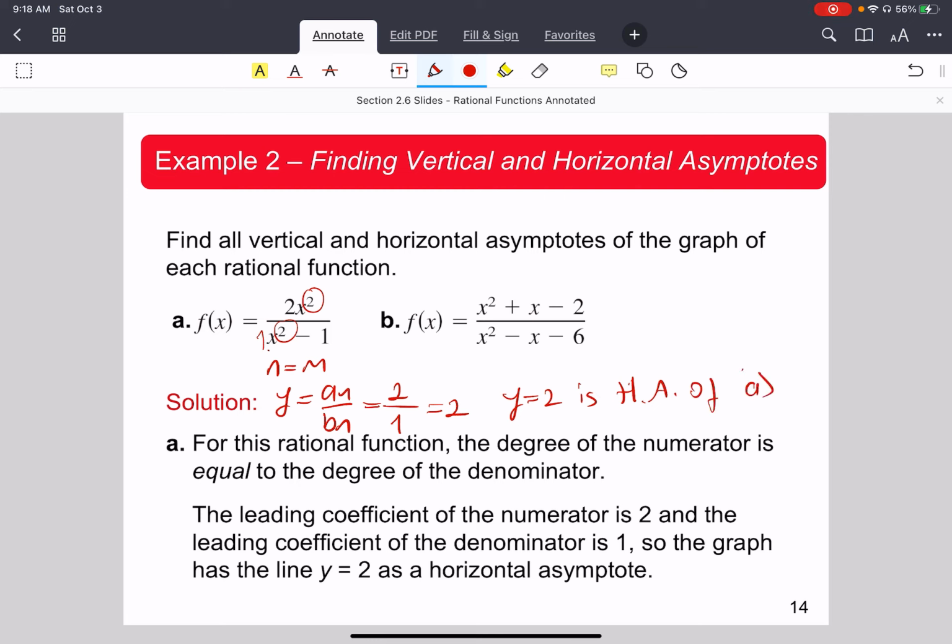So how do we find the vertical asymptotes of part A? I'm going to do it on the right side. For the vertical asymptotes, we're going to make the bottom 0. So x squared minus 1 equals 0. We're going to find x values that make it 0. So I factor. It's almost like solving or finding zeros of polynomials. So it's going to be x equals 1, and then x equals negative 1. So I'm going to find two vertical asymptotes for part A.